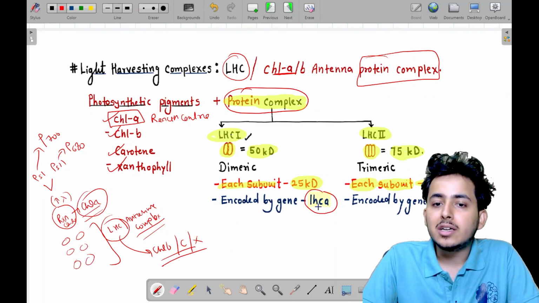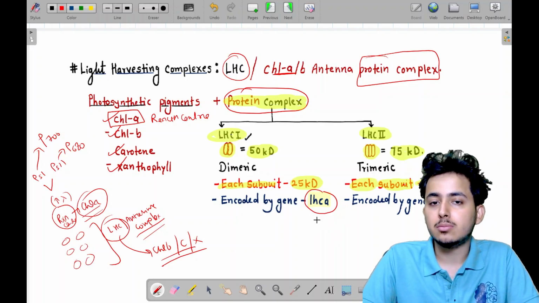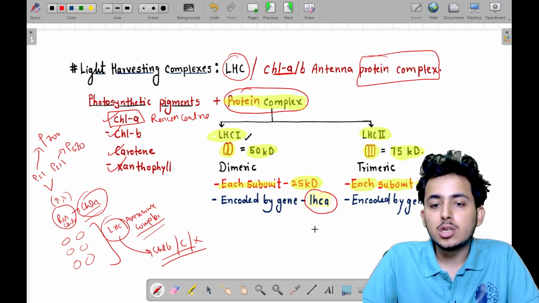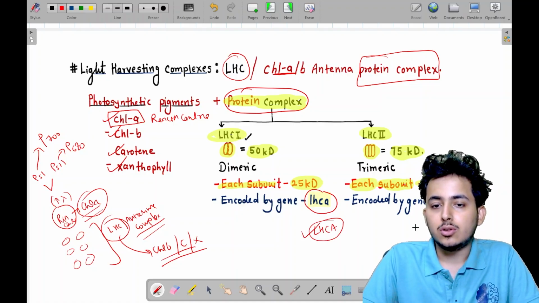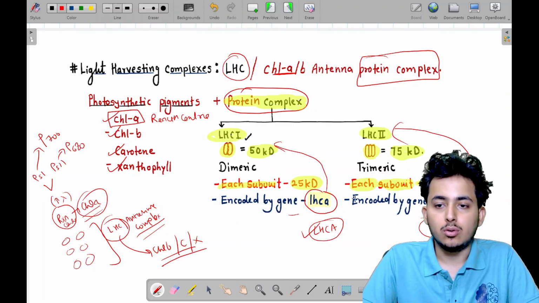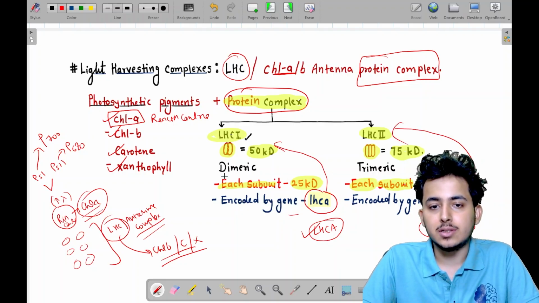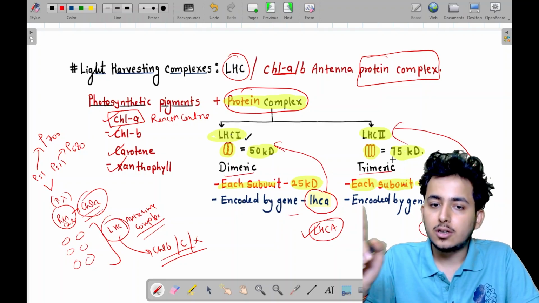And you always write the genes in small letters. Make sure of this. You write proteins with capital letters. So if you have to write the protein that is responsible, then you will write in caps. So that is how you have these genes which code for LHC1 as well as LHC2. And LHC1 is a dimer, LHC2 is a trimer.